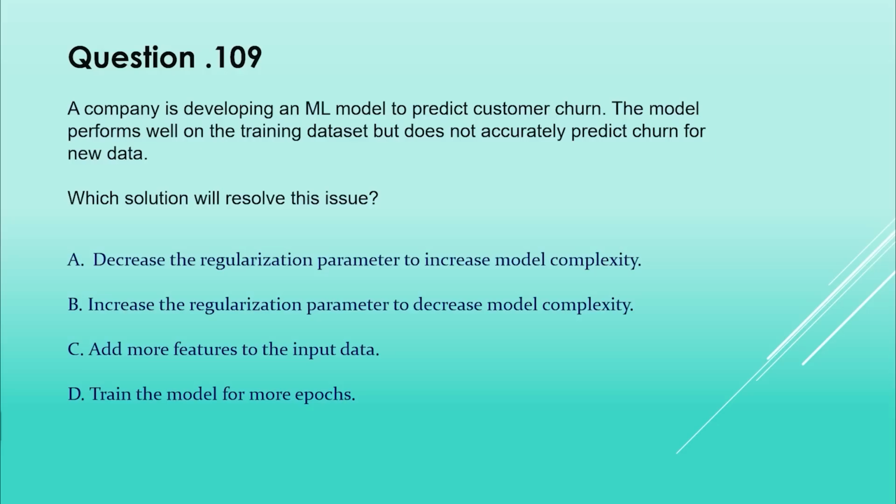And the correct answer here will be option B. Increase the regularization parameter to decrease the model complexity. Because increasing the regularization parameter helps prevent overfitting by penalizing more complex models and enabling the model to generalize better to new data. So option B is correct here.